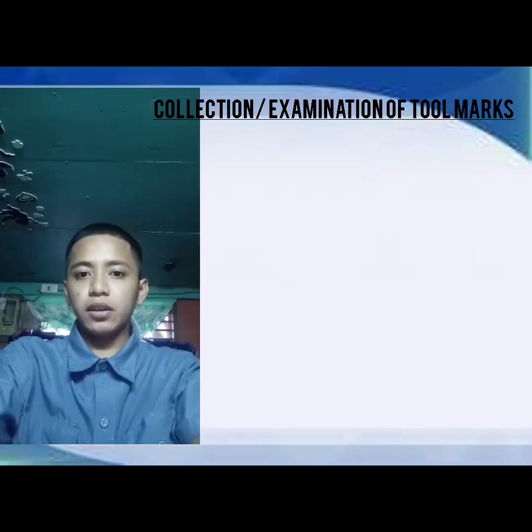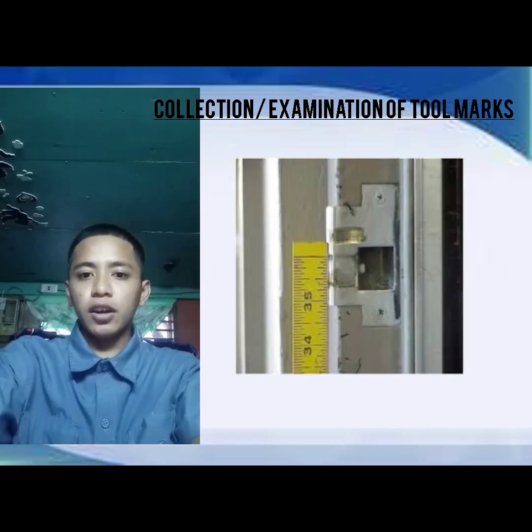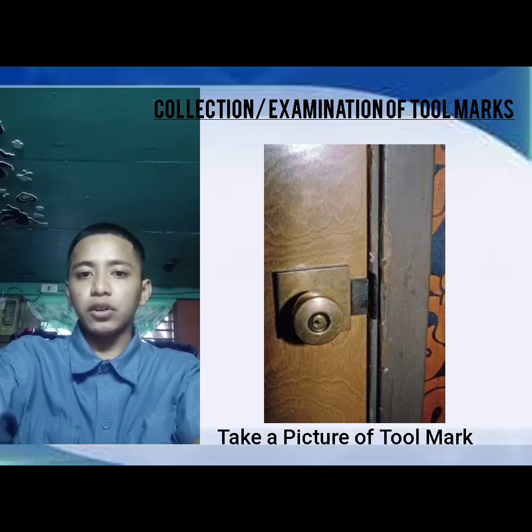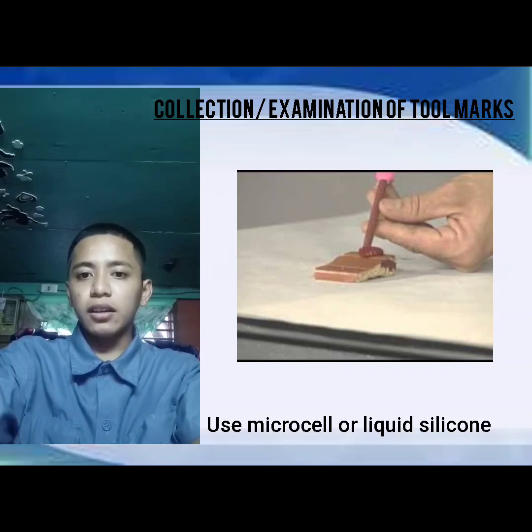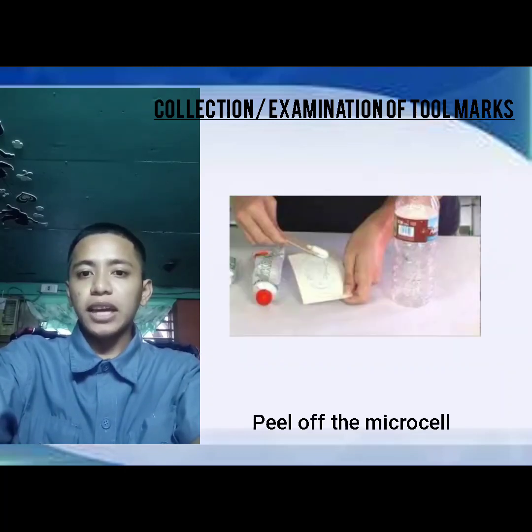And now, let's proceed to the collection and examination of tool marks. First, measure and describe, and submit to the laboratory as evidence. And second, take a picture of the tool mark at the crime scene. And third, use Microsil, the hardener and the actual Microsil, for casting the tool marks. And fourth, peel off the Microsil, liquid silicone, and we see the evidence once you peel it off, to compare to the tool marks.